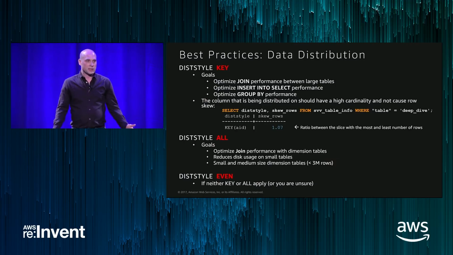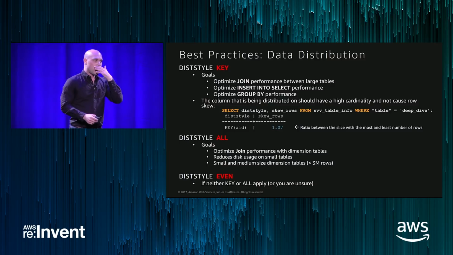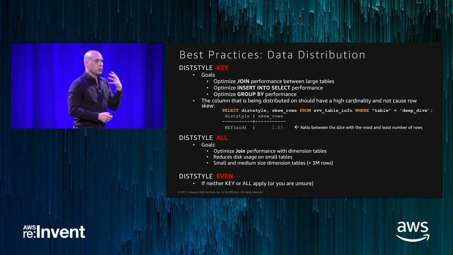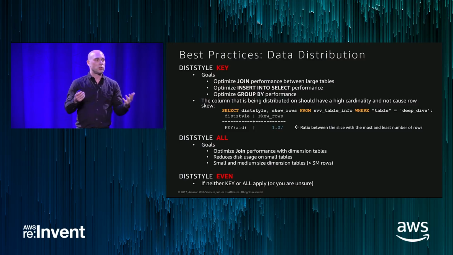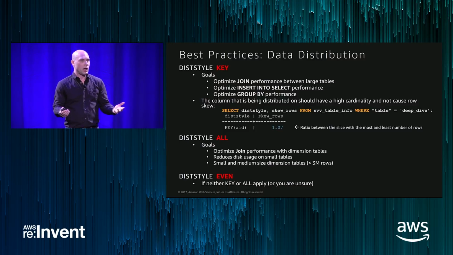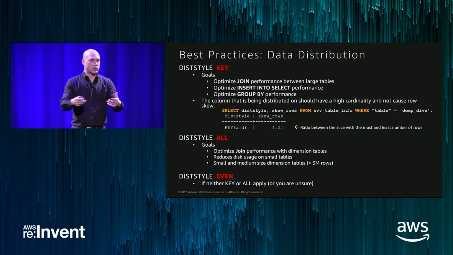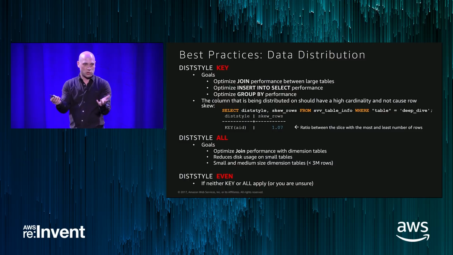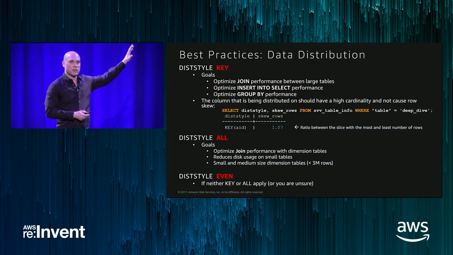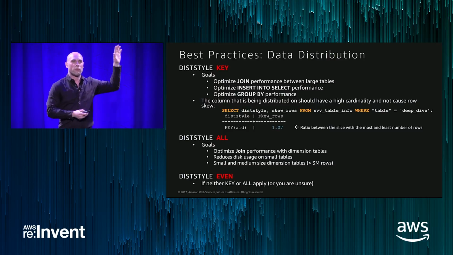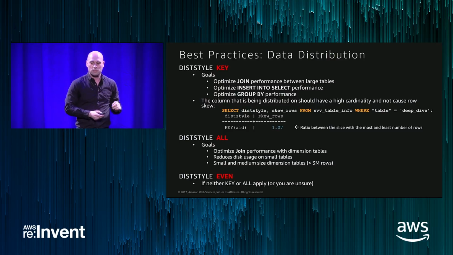So what are the best practices? The best practices are to use distribution style key primarily for optimizing join performance. So if you have 2 tables, for example, which you join, and there's the on clause, and that on clause has the two columns that you're joining on, ideally, you want to make that the distribution key for both of those tables.